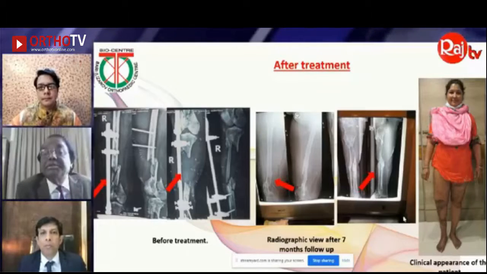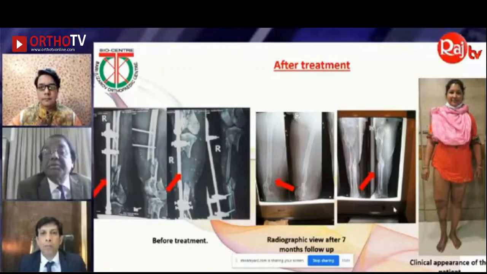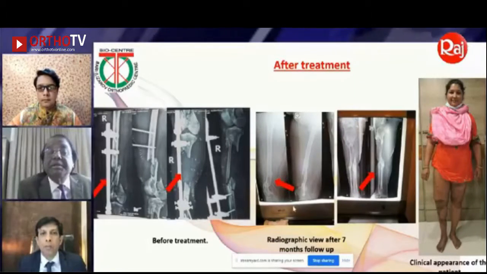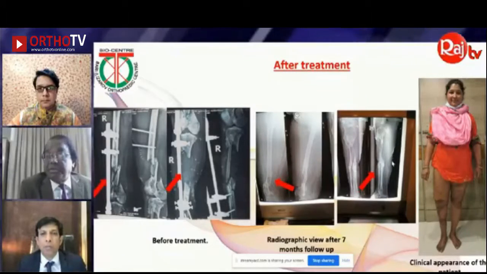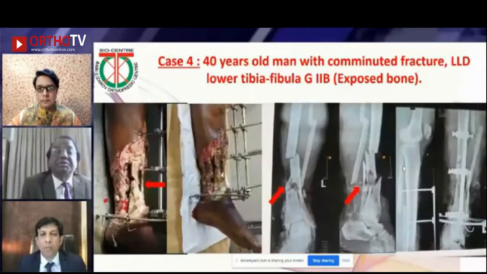If you look at the x-ray, it looks like a thin. No, this is stable. Now it's going to be massive. This is the clinical appearance of the patient.